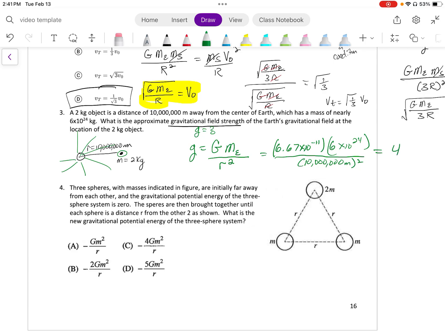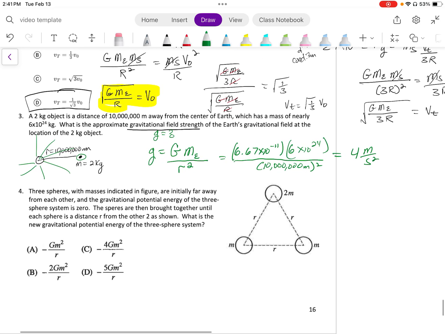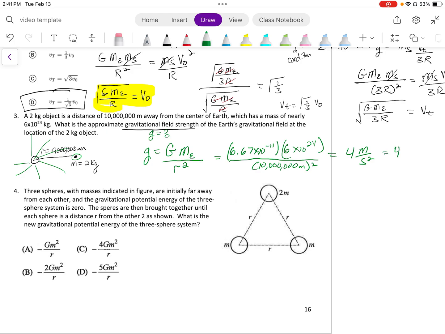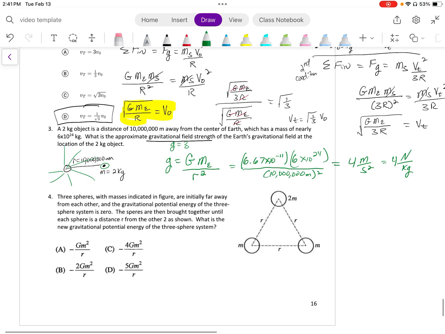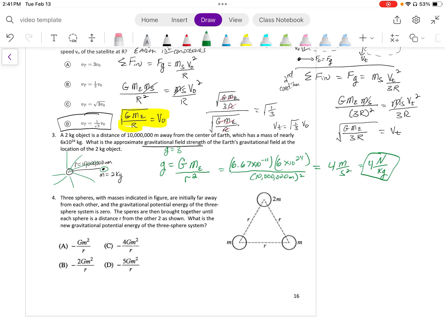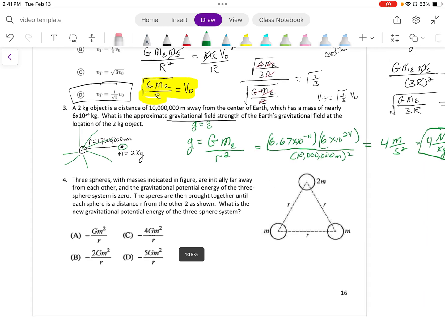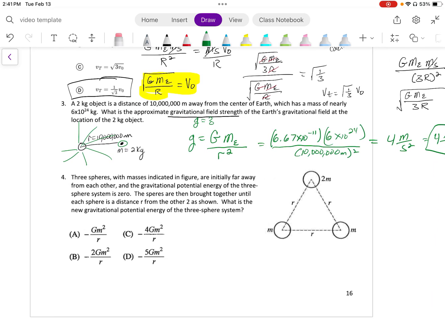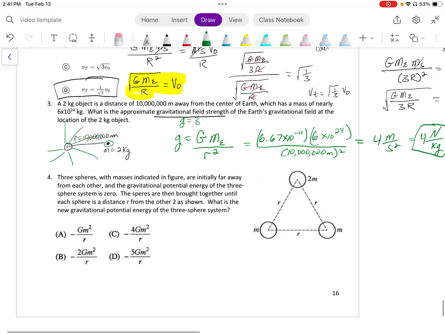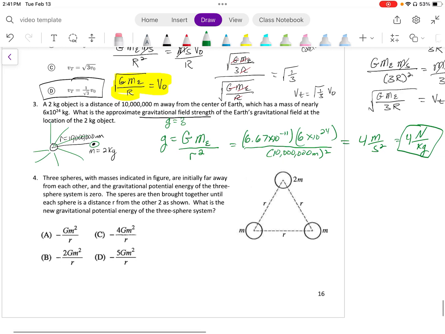And what are the units? Little g is gravitational field strength, or acceleration due to gravity, meters per second squared. A lot of times they will write it as 4 newtons over kilograms. That is the same as meters per second squared. That is the value that we get. That is how much gravitational field is exposed to the 2 kilogram object that's located 10 million meters away. Notice we did not use the 2 kilogram mass.